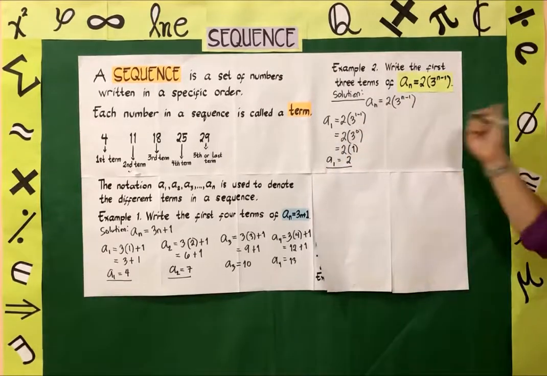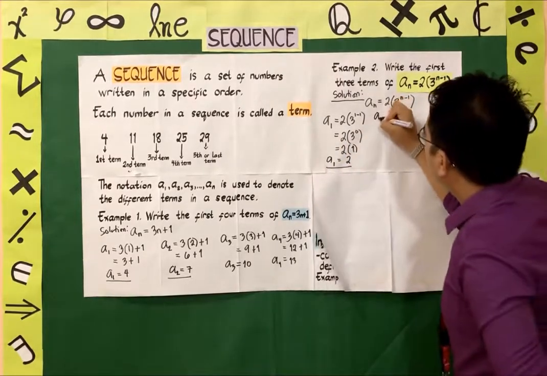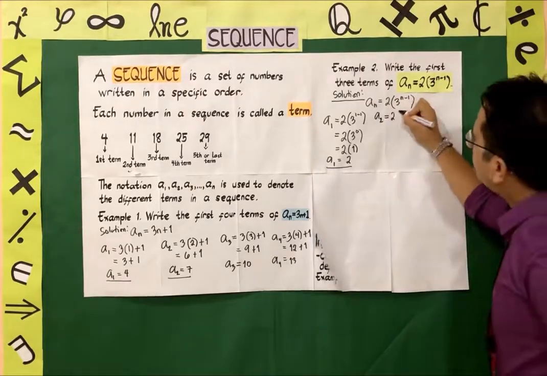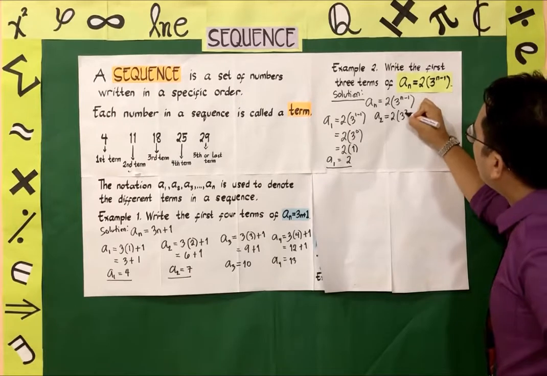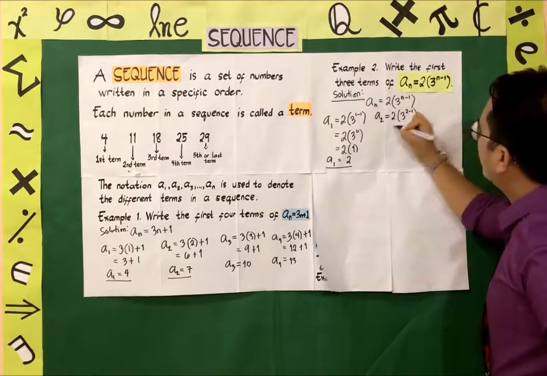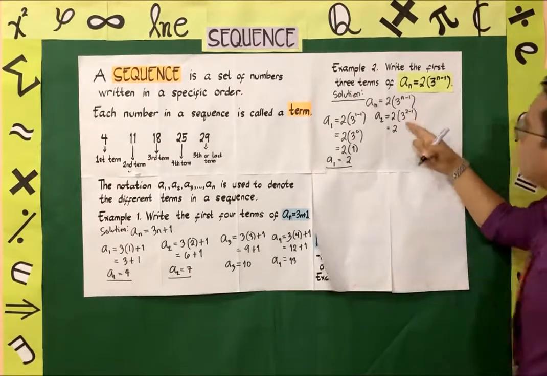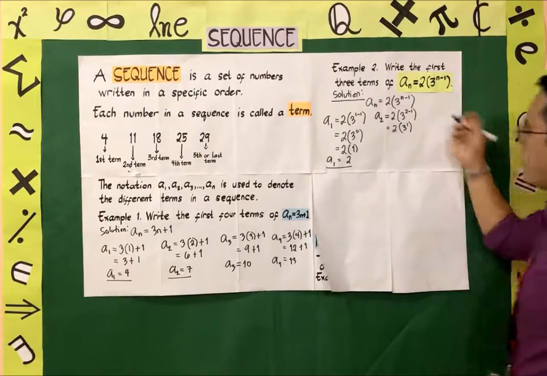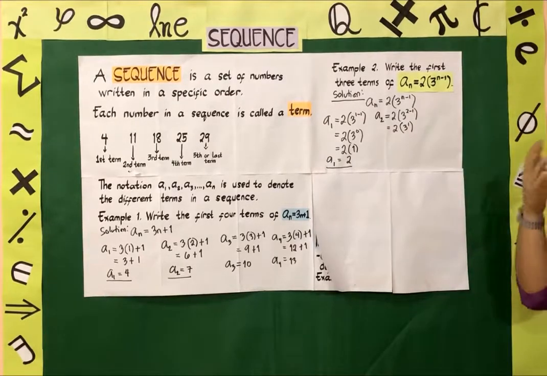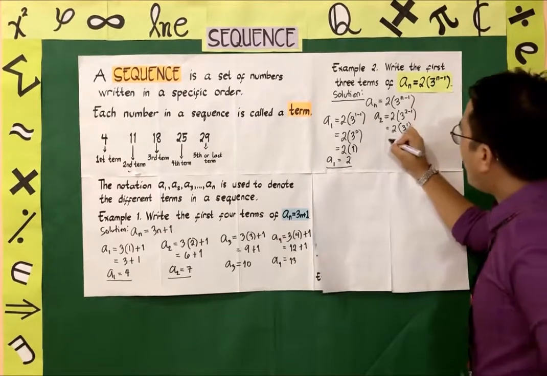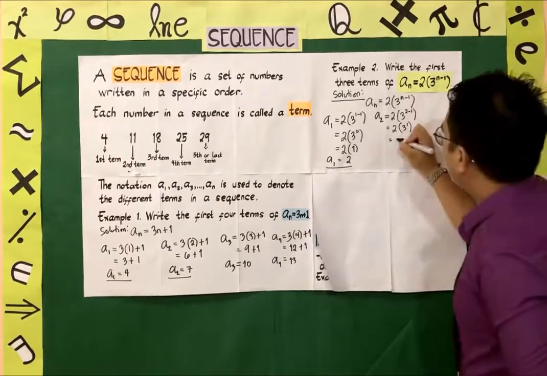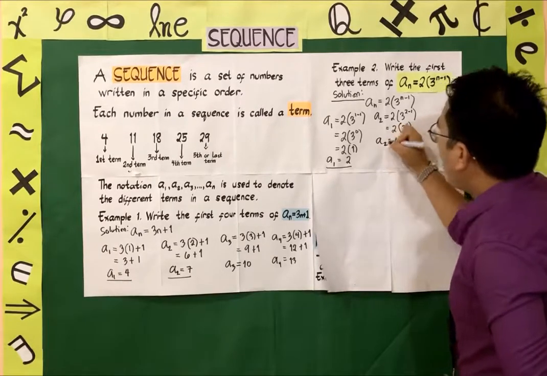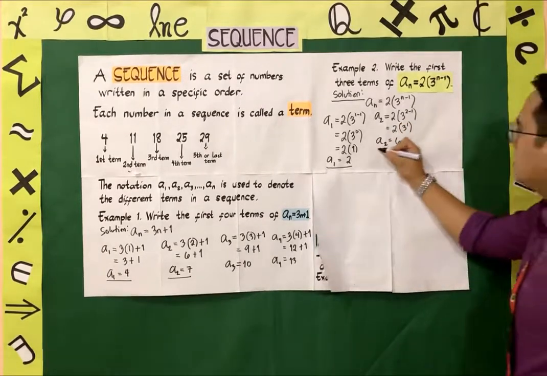Next, we have the second term, a sub 2. Okay, so we have 2 times 3 to the power of 2 minus 1. 3 to the power of 2 minus 1 is 3 to the power of 1. We know that 3 to the power of 1 is just equal to 3. So we have 2 times 3 is 6. Yes, a sub 2, or the second term, is 6.